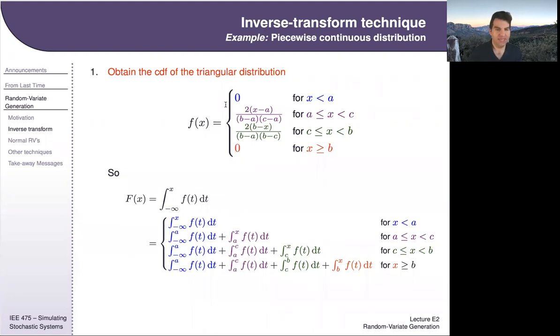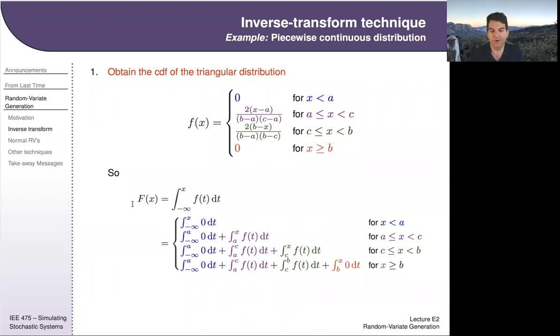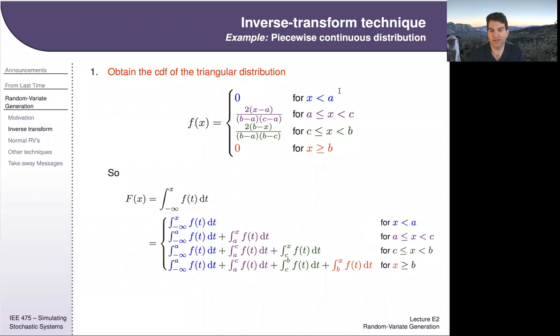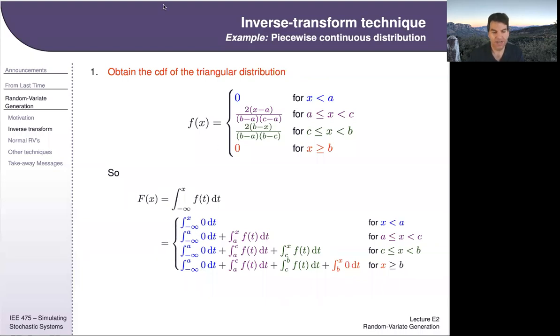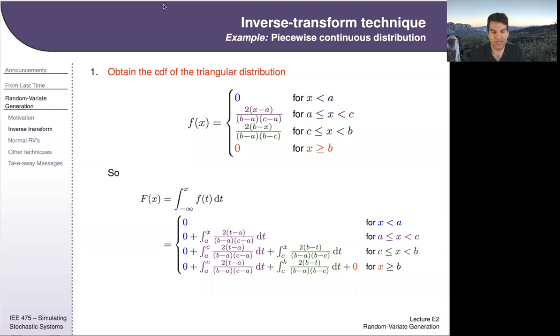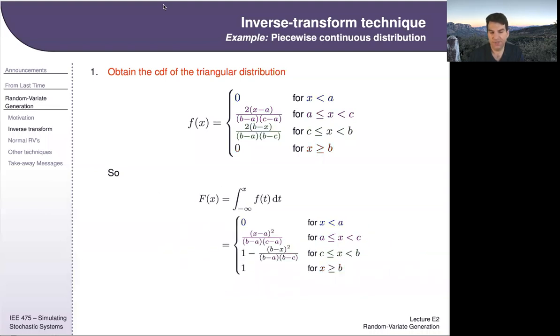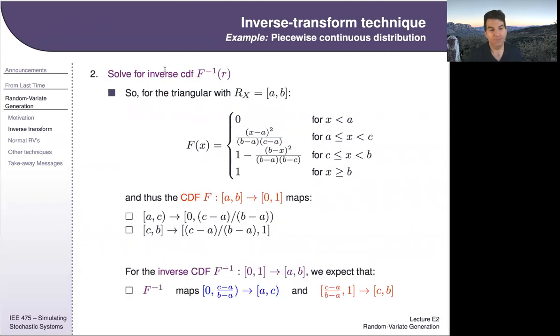So last time we talked about the inverse transform technique and how we can go through all these steps. You can start with a piecewise PDF like this one for a triangular distribution and, through multiple steps, end up with a CDF that looks like this one, a nice S-shaped CDF. And then from there, you take the inverse of that CDF. So you do an inverse by pieces.